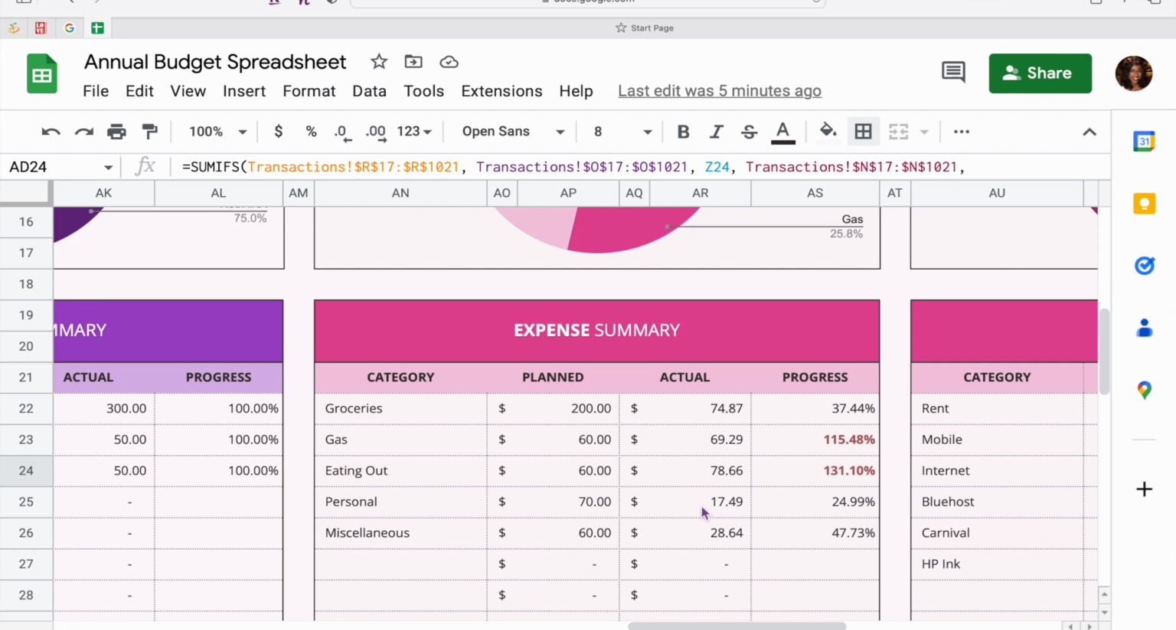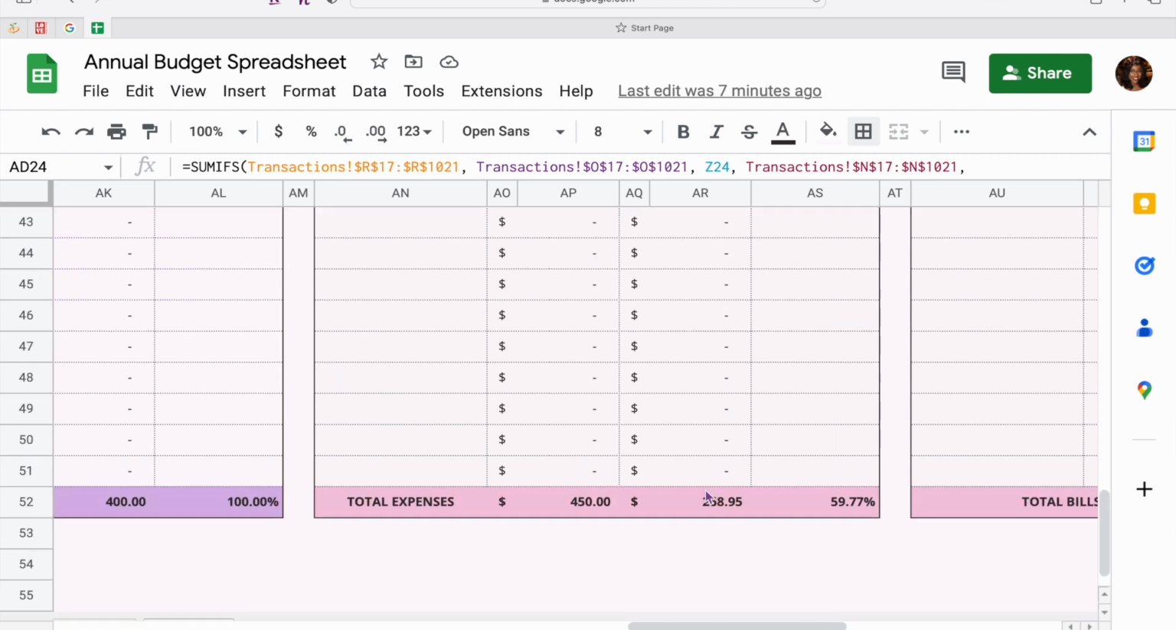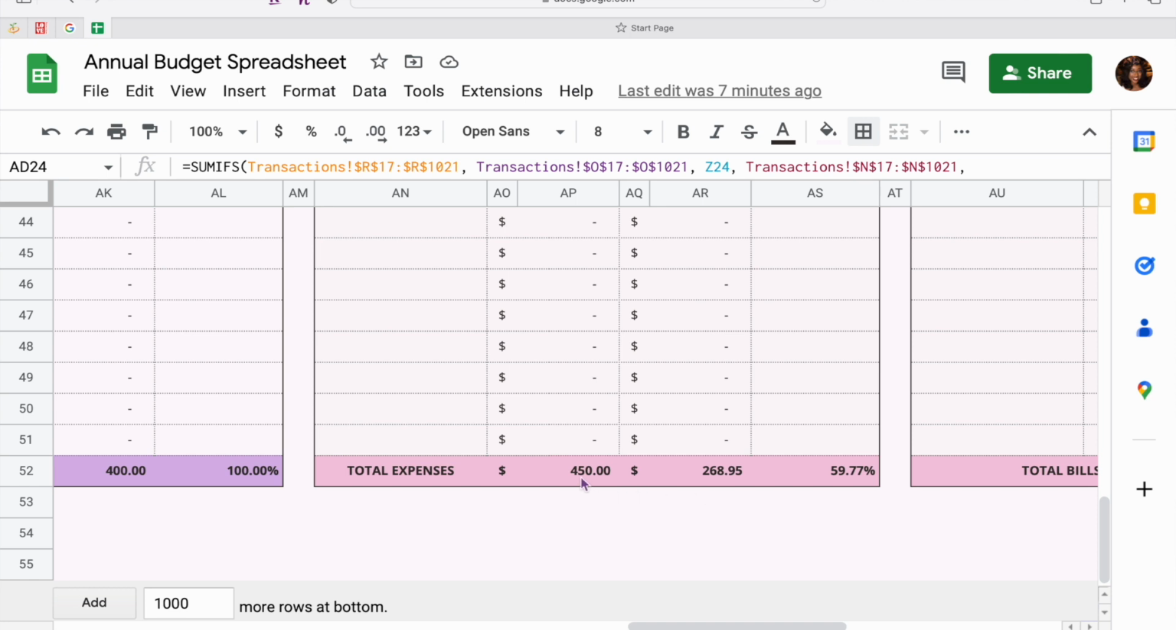For personal, I spent $17.49 and I budgeted $70. So I may want to go back and actually rethink how much I need to budget each month for personal, because I really don't seem to be spending that much on personal. So personal items for me would be skincare products, moisturizers, feminine hygiene products, body washes and soaps and things like that. Lastly, it's miscellaneous, and I spent $28.64 and I budgeted $60. So if we scroll down to the bottom, I budgeted $450, but I only spent $268.95.